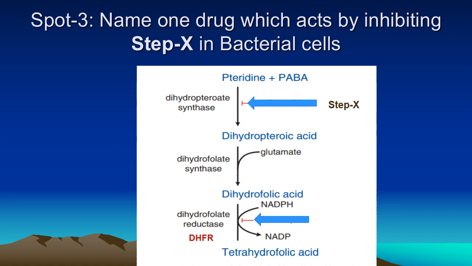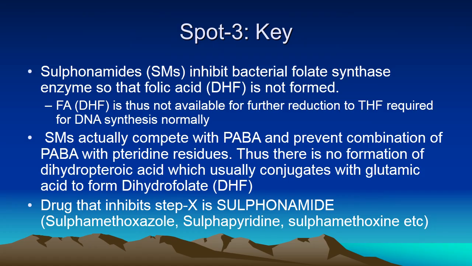Spot 3: name one drug that acts by inhibiting step X in bacterial synthesis. Step X denotes combination of pteridine with PABA in the presence of an enzyme to form dihydropteroic acid. This step X involves the dihydropteroate synthase enzyme. In simple terms, conversion of PABA to folic acid is through this step, and the inhibitor of this is a sulfonamide. That is the inhibitor of the folate synthase enzyme.